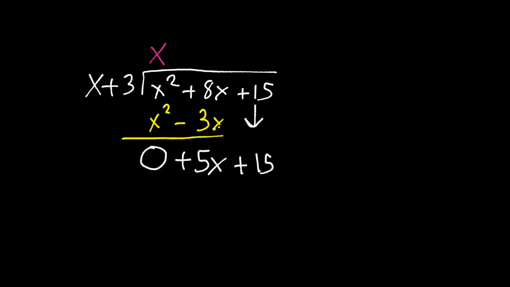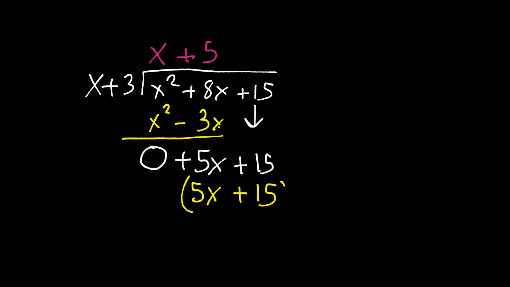We do the same idea. It's rinse and repeat. I have 5x, and I want to make this x as close to it or the exact same if I can. Well, what can I multiply x by to make it 5x? Well, that's a positive 5. So plus 5 goes up top. And now we multiply the 5 by all of this. So we're going to have 5x. 5 times x is 5x. 5 times 3 is 15.